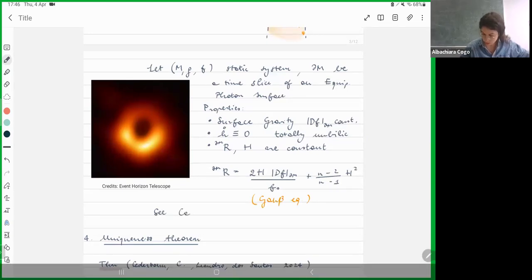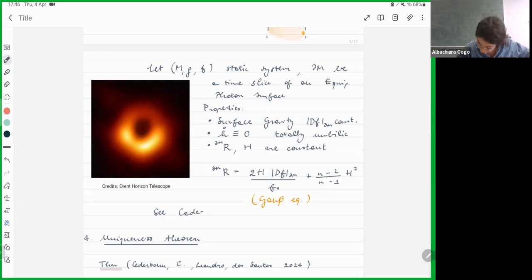To see the proof, or more details on photon surfaces, there has been a lot of research on that. I will give you this reference: Cederbaum, Jahns, and Martinez.